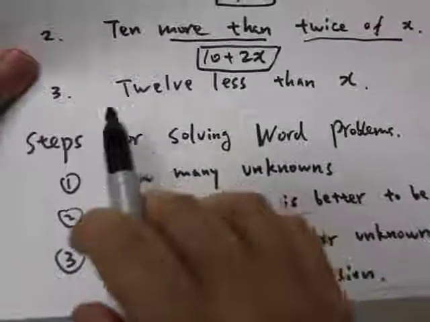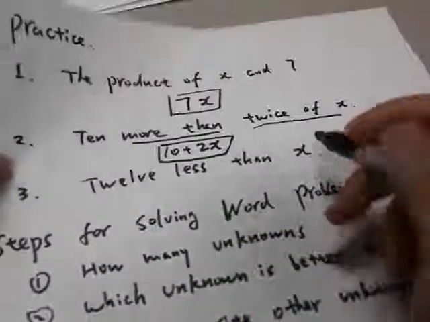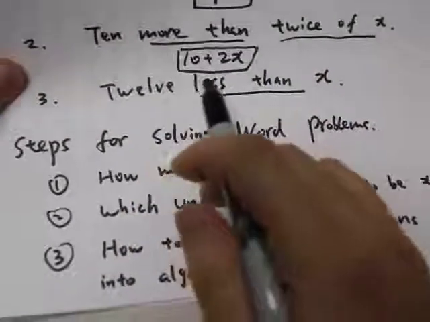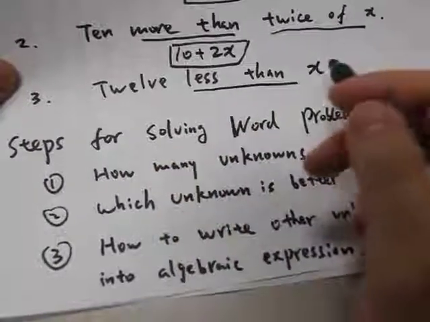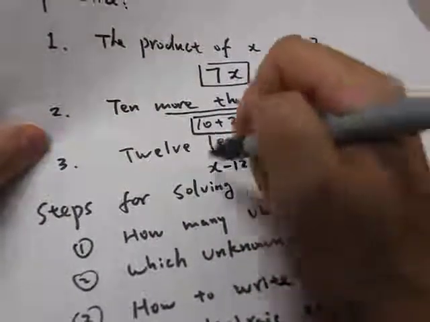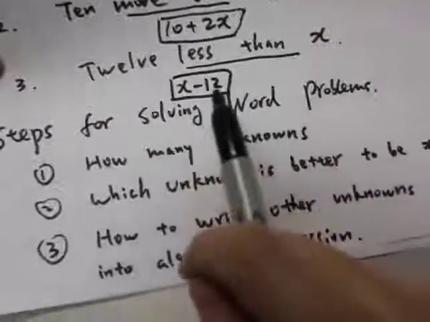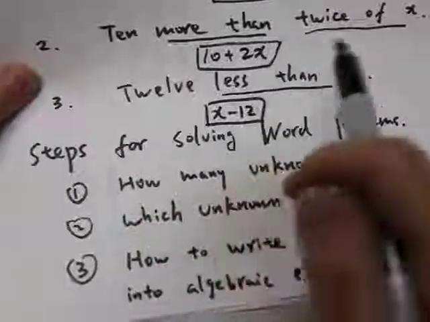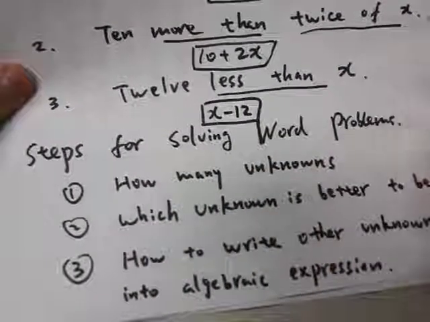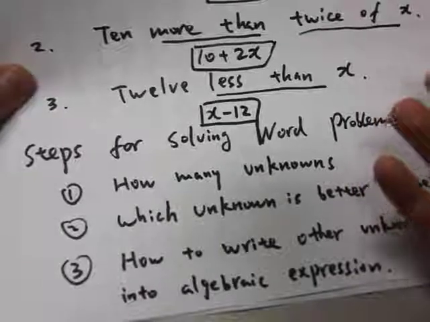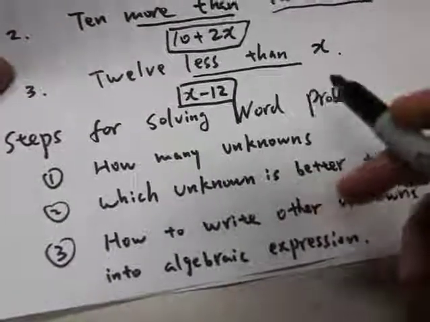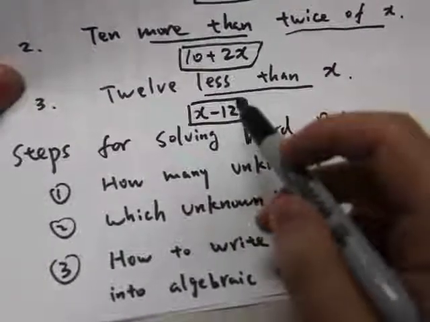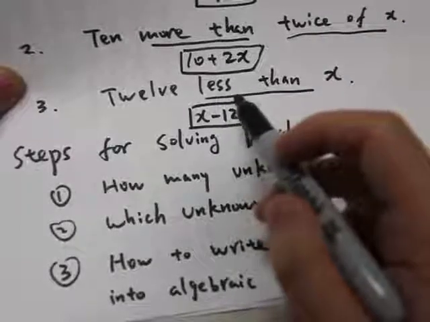Now for this one, 12 less than x. Now we know less than means minus. However, the answer is not 12 minus x, it's actually x minus 12. So how do you think about this? If somebody says something is 12 less than x, then when you think about that thing, it should be x minus 12, right? Instead of 12 minus x. So be careful of this minus.